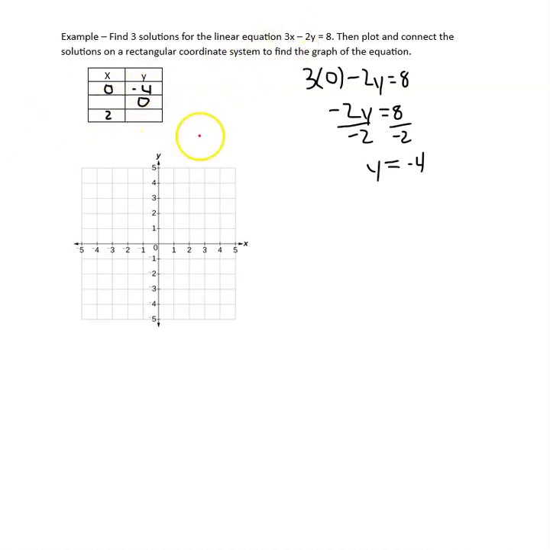Now let's plug 0 in for y and solve for x. So we have 3x minus 2 times 0 is equal to 8. Well, again, 2 times 0 is just 0, and 3x minus 0 is just 3x. So we end up with 3x is equal to 8. Divide both sides by 3, and x is equal to 8/3. So when y is 0, x is 8/3.